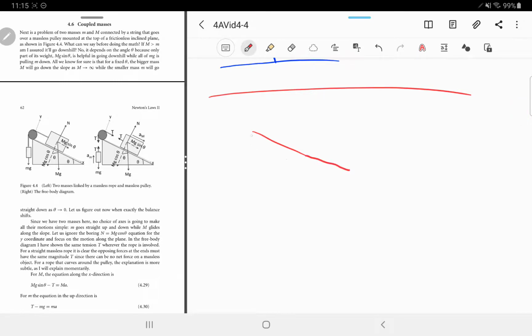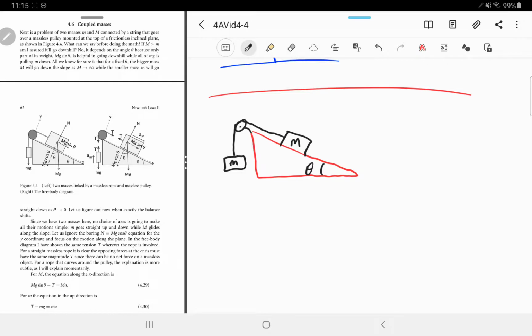features a block on a ramp, which would normally just slide down the ramp. There's no friction in this problem. So the block of mass capital M would slide down the ramp, except it's connected by a string over a pulley to a mass lowercase m that's just hanging there. The angle of the ramp's inclination relative to the horizontal is theta.